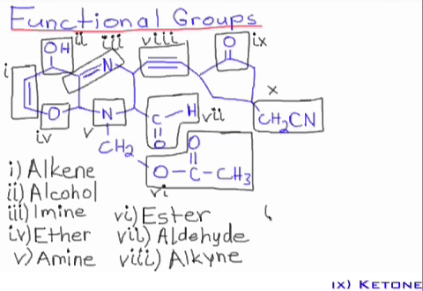Number 9 is a C double bond O that's hooked off of a carbon, and it's attached to one carbon here and one carbon there. There's no hydrogen, there are no OHs. This is a ketone.